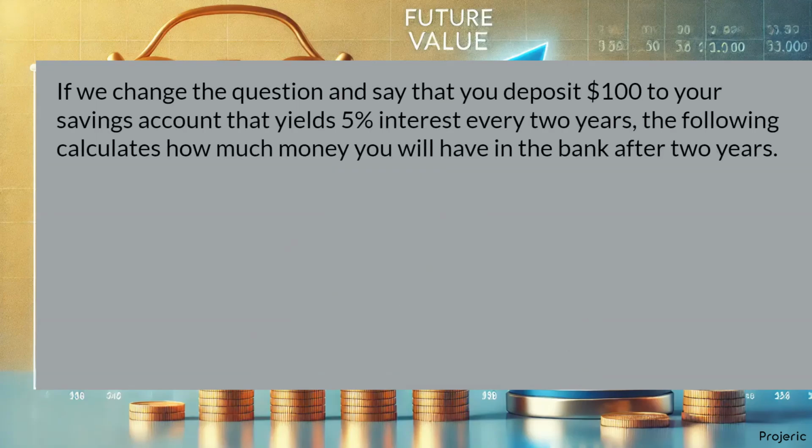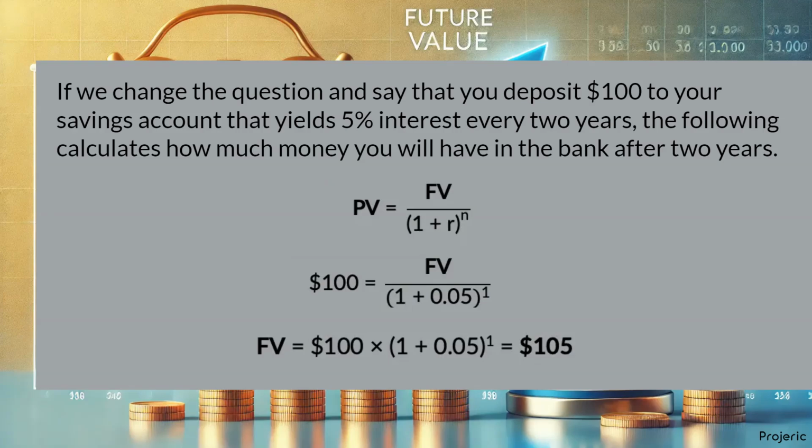If we change the question and say that you deposit $100 to your savings account that yields 5% interest every 2 years, the following calculates how much money you will have in the bank after 2 years. As the N value represents the number of time periods, the N value is now 1, as the bank is giving 5% interest only at the end of the second year.